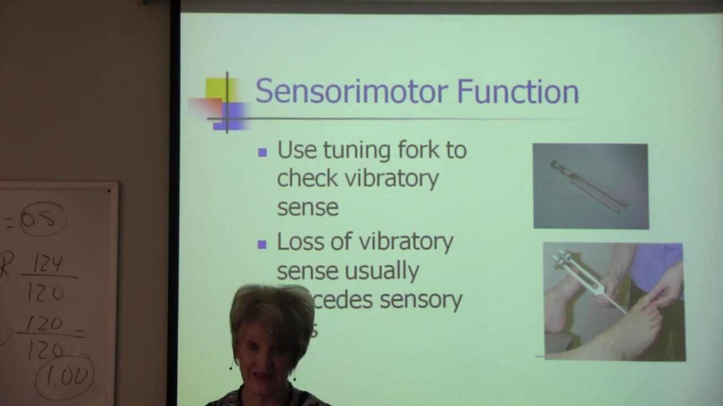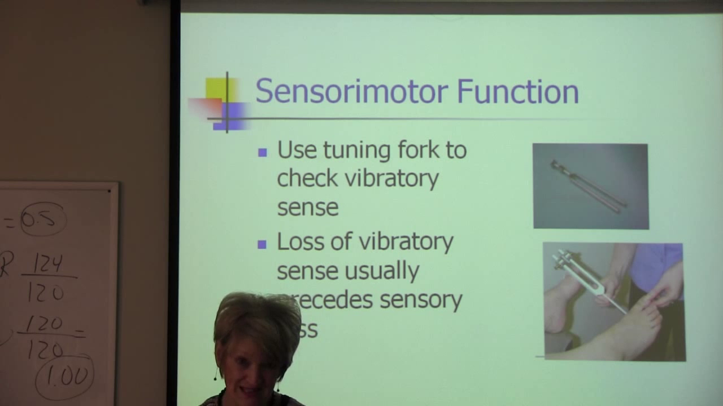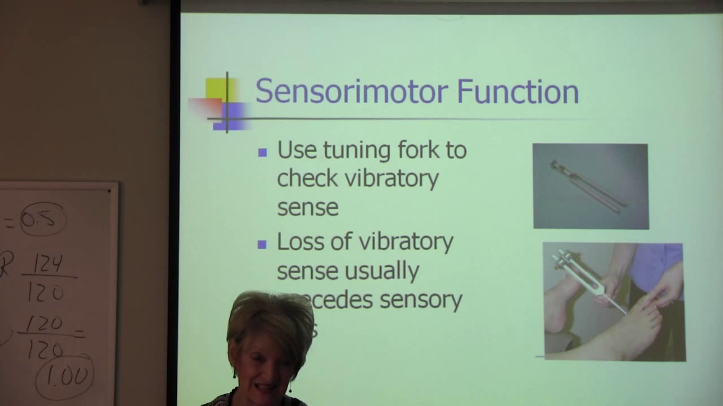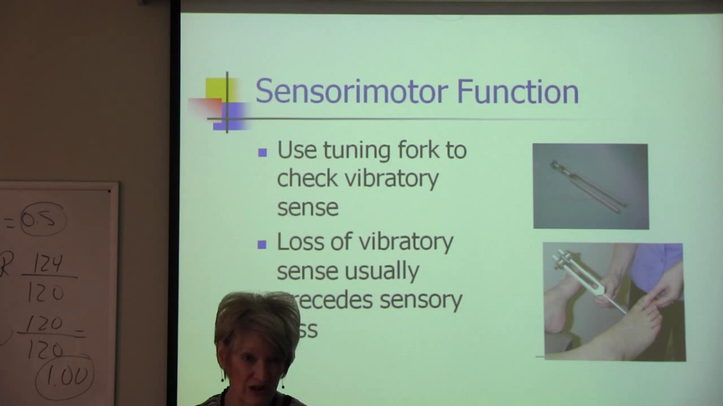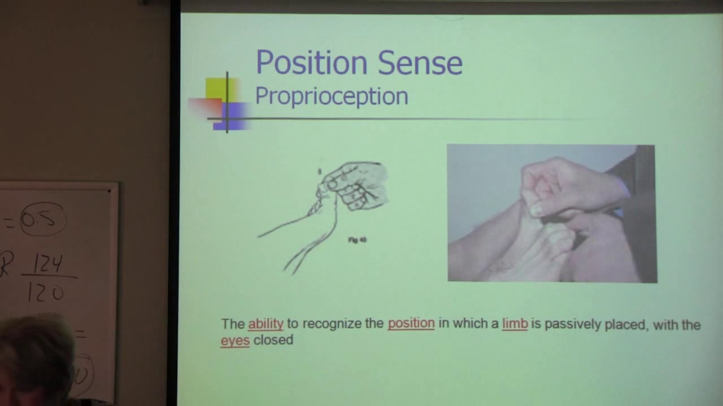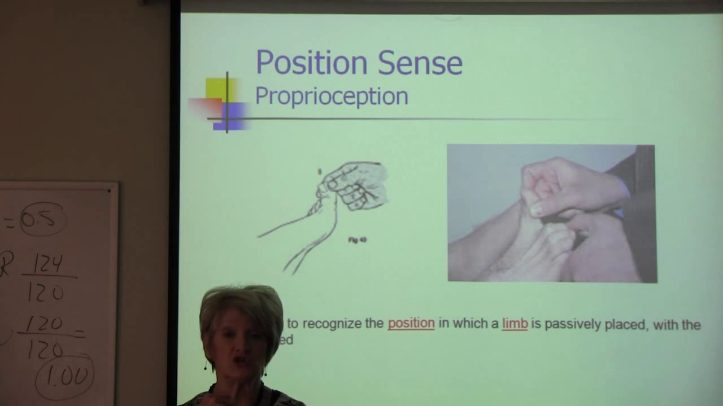And again, the significance. Loss of vibratory sense typically precedes loss of sensory function. It means that it's really critical to maintain tight glucose control to try to prevent any further progression. Then we want to do position sense testing.